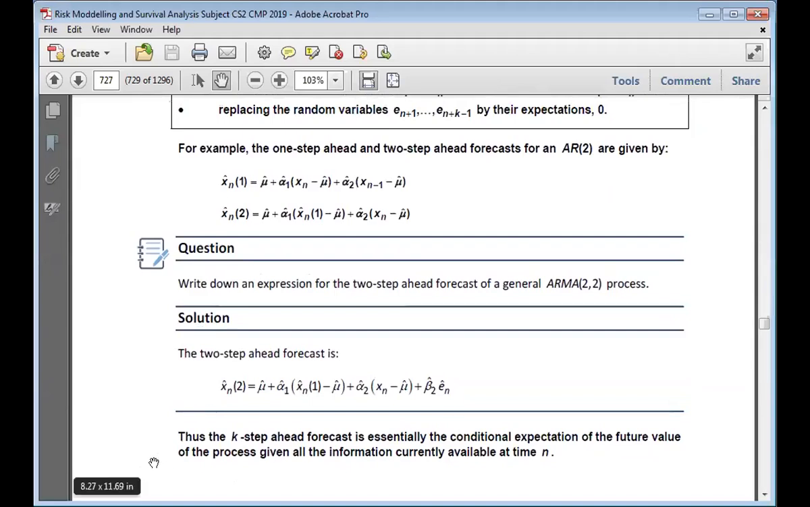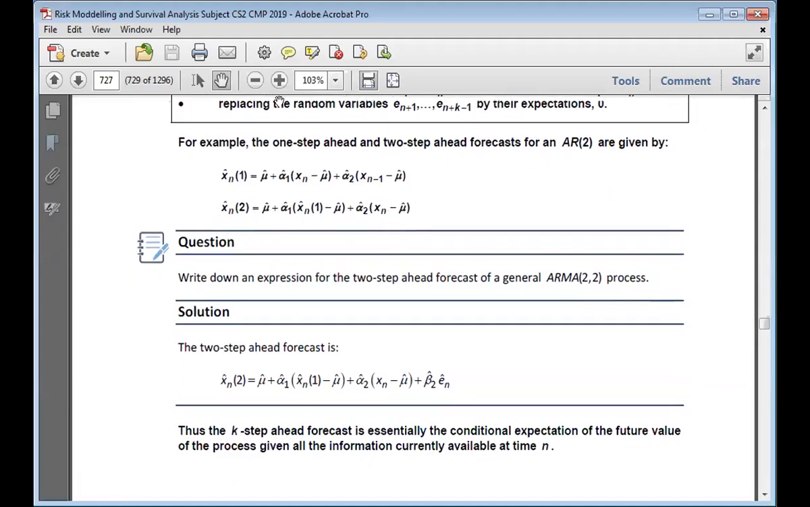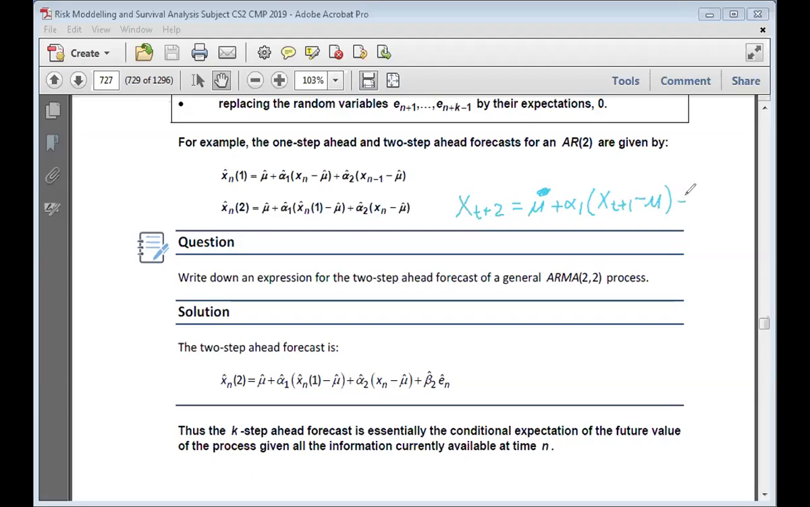So if you were to write a two-step ahead forecast for an AR2 model, it would look something like this, right? So let us see in the actual model, what would we have? I want to figure out xt plus 2, and I have an AR2 model. So what I would have, I'm not writing the mean as of now, is alpha 1 times xt plus 1 minus mu plus alpha 2 times xt minus mu.